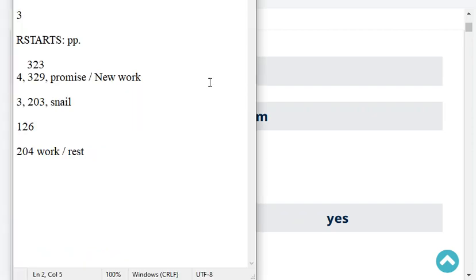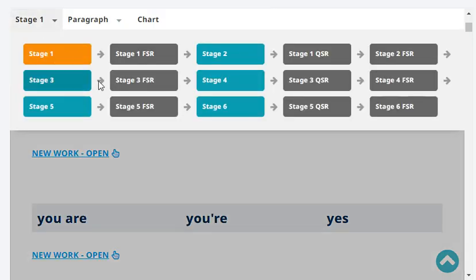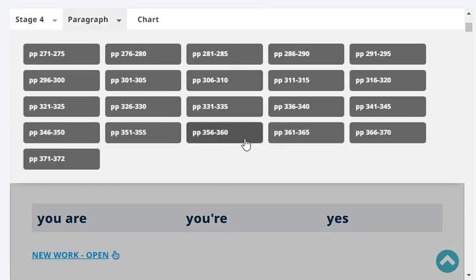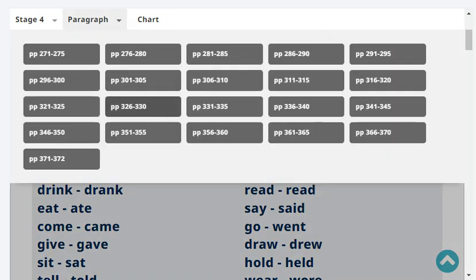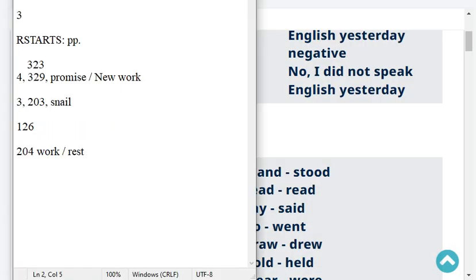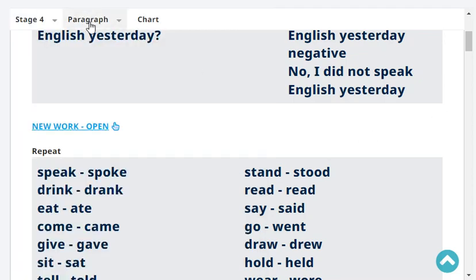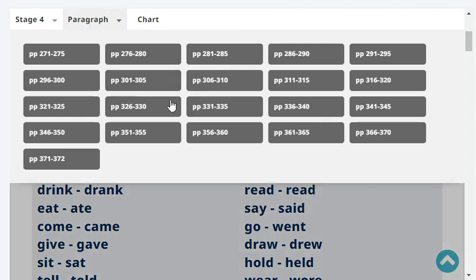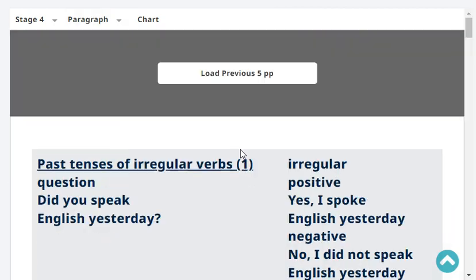We are now at Stage 4, paragraph page 329. Stage 4, page 329. Okay, and our last headword was "promise", a newer type of lesson. Okay, so let's start with our revision.